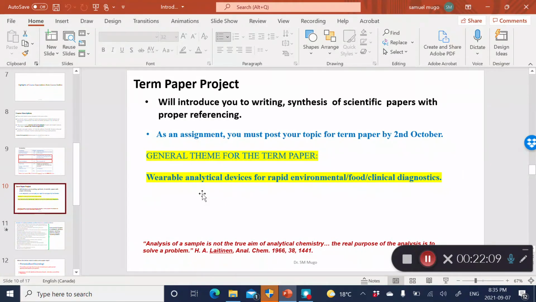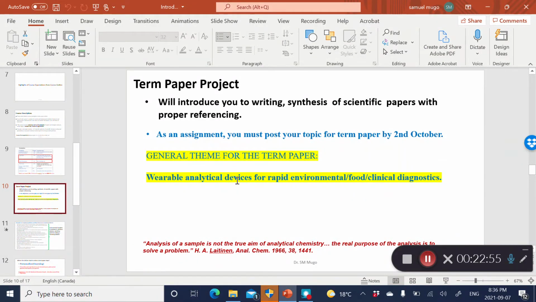Meaning, if, for example, I want to analyze how much lactate is present in sweat, maybe to index sports performance if I'm an athlete. You're going to see analytical chemists typically fabricate wearable devices, maybe that they can wear, such as a smart watch, so that I can, in real time, monitor the amount of lactate that is present in sweat. And that's what we are calling wearable analytical devices, meaning they can be attached to the sample for real-time detection of the analyte of interest. So that's going to be the theme for all the term paper topics that each one of you is going to work on.